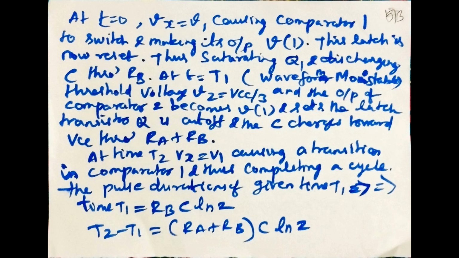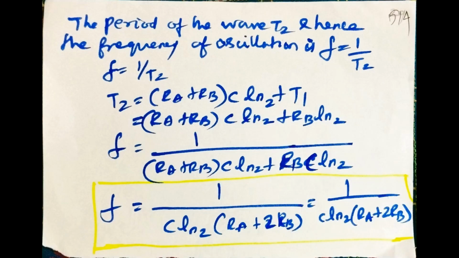The pulse duration of the given time T1 is equal to RB C ln 2. T2 minus T1 is equal to (RA plus RB) into C into ln 2. The period of the wave is T2, and hence the frequency of oscillation is F equal to 1 by T2. T2 is equal to (RA plus RB) C ln 2 plus T1. F is equal to 1 divided by ((RA plus RB) C ln 2 plus RB C ln 2).